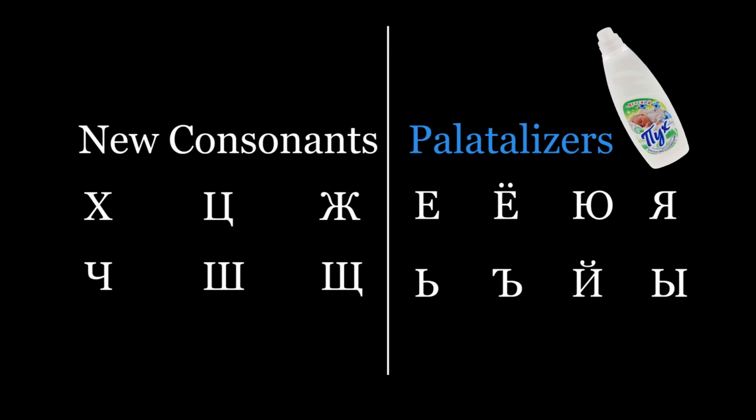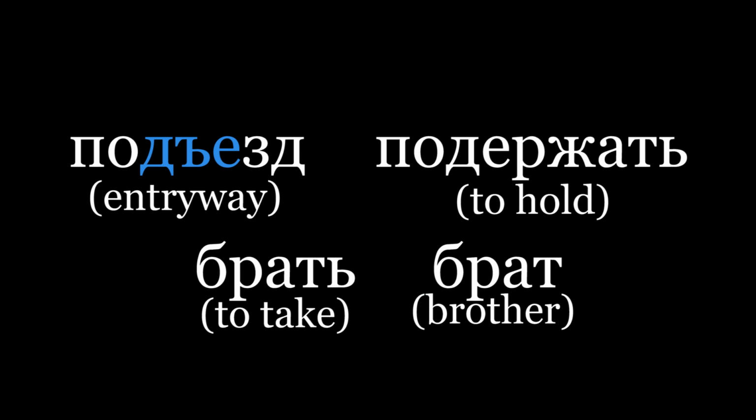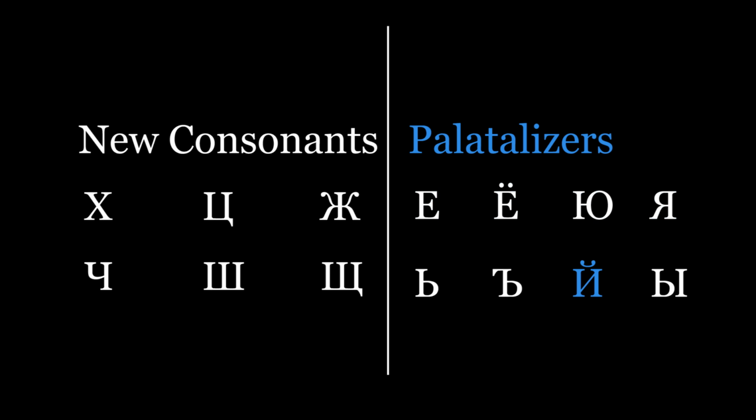It's not only vowels that can palatalize a consonant, but also two special marks called мягкий знак, which creates palatalization, and твердый знак, which removes palatalization. These signs can appear in the middle or even at the end of a word. Listen closely to these examples for palatalized and non-palatalized consonants. Подъезд. Подержать. Брать. Брат.